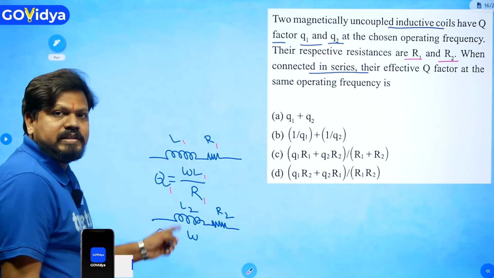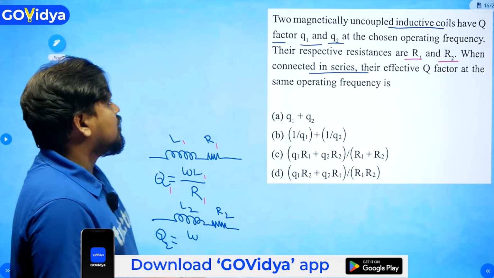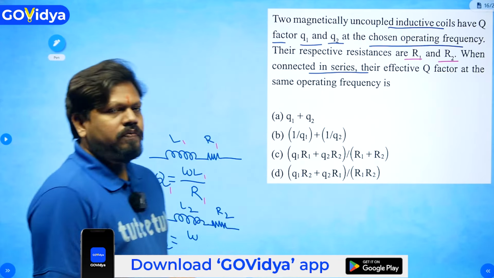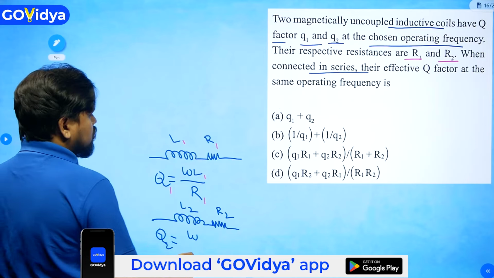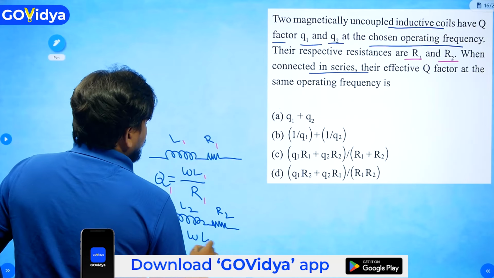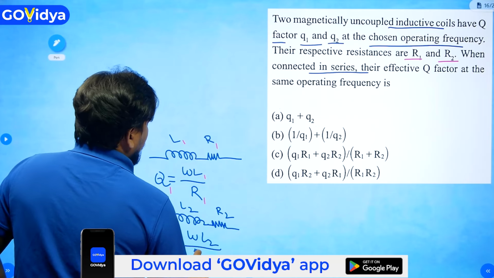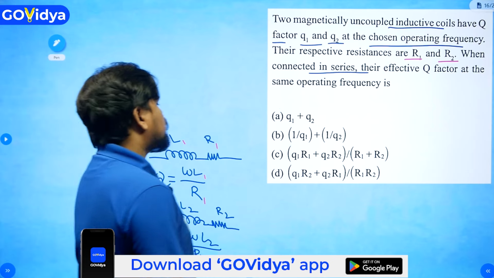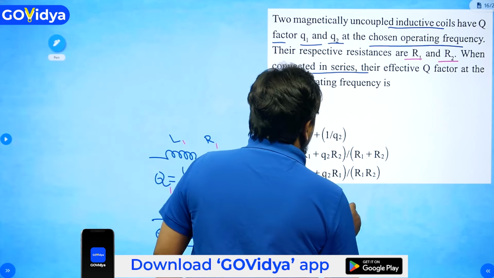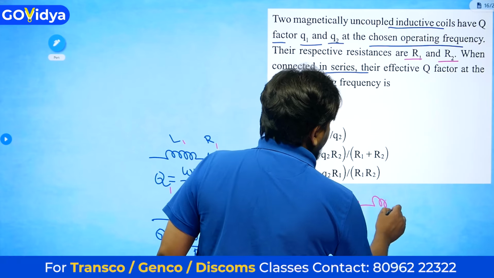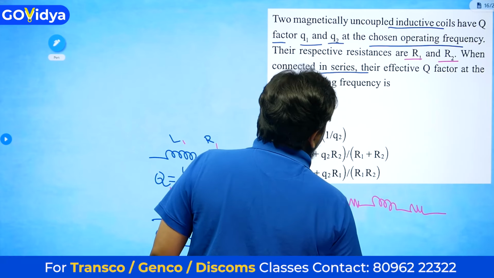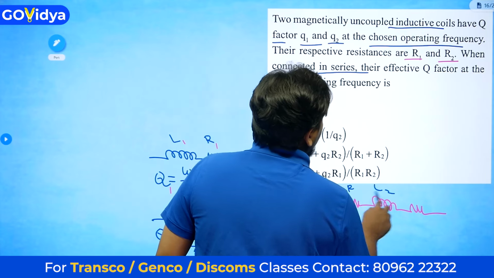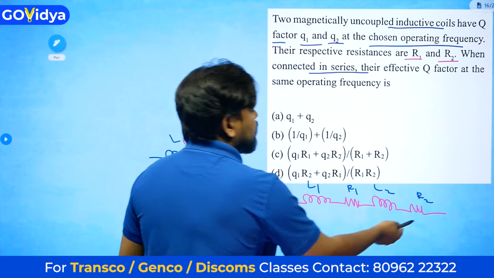We are writing at the same frequency, so omega is the same, at the chosen operating frequency they have mentioned. If they had mentioned a different one, then we would have to choose differently. So Q2 is omega L2 divided by R2, the second Q factor. Now these two are connected in series, so the inductances will be added, L1 and L2, and similarly R1 and R2 are added, because of the series connection.